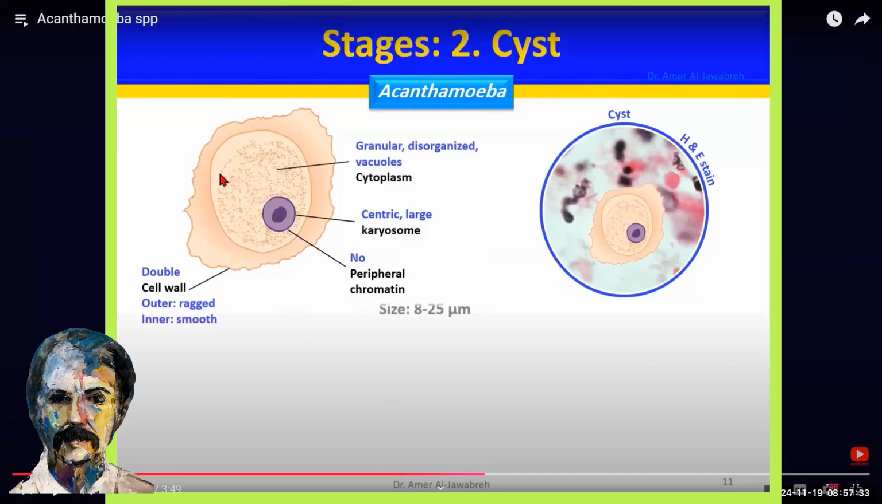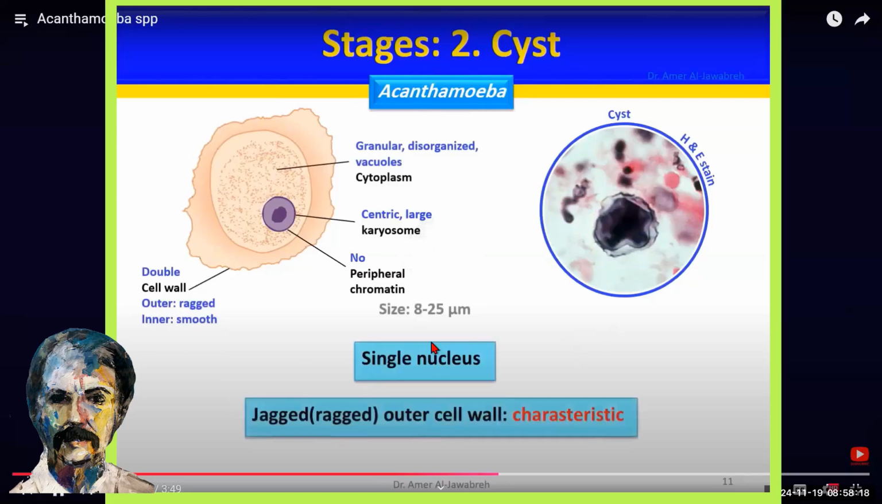Balamuthia has a triple cell wall, and two of these three are viewed, and the outer one is wrinkled. Here, we have two, and the outer one is rugged. Sometimes it's jagged. Both are the same. Size is 8 to 25 micrometers.